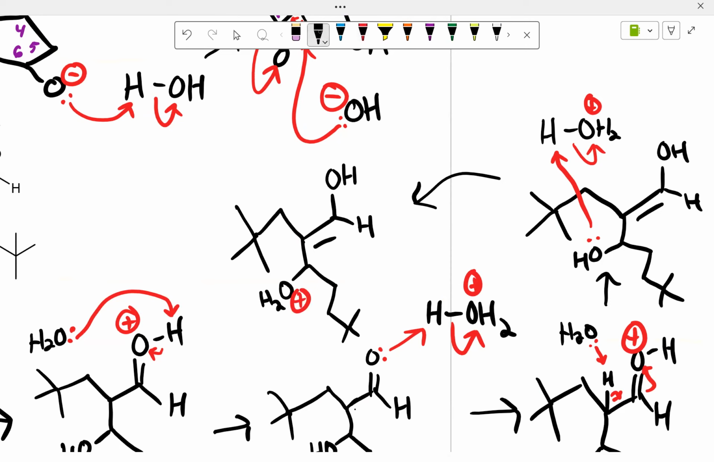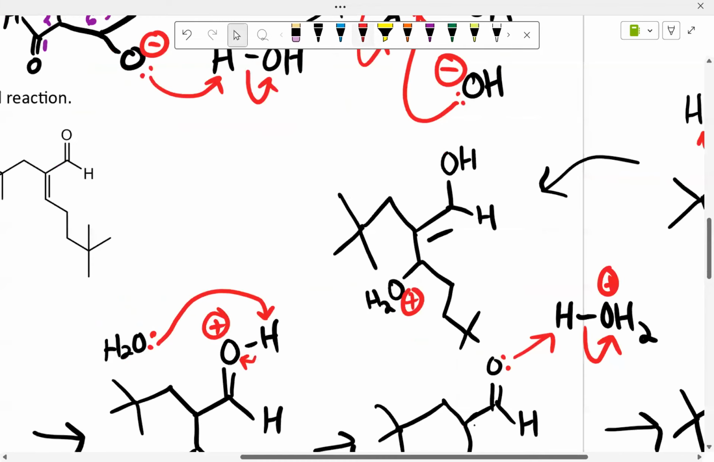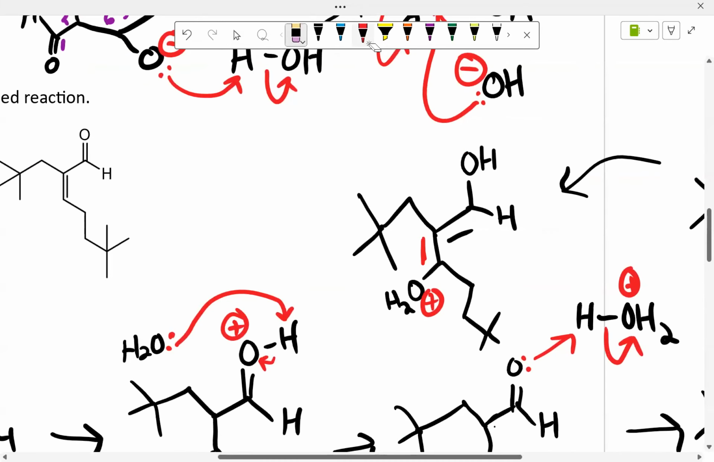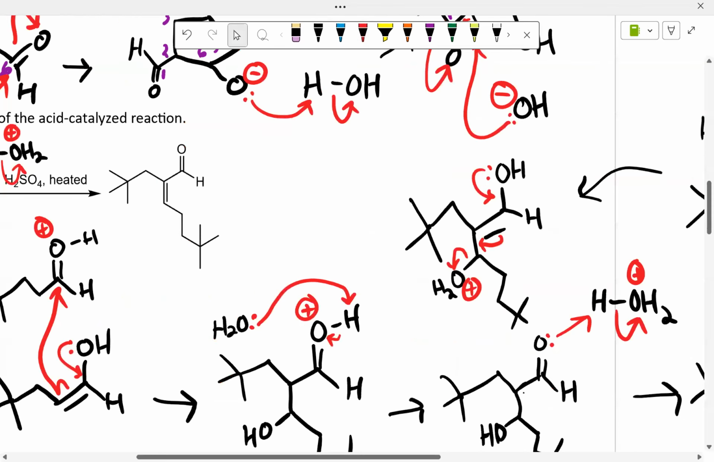And then to make it leave, we're going to form an alkene right here. Right now we have an alkene adjacent to where we want the alkene. So we can move that alkene to where we actually want it, and that's going to kick off the water. And at the same time, in our product, you'll see we want a carbonyl, so we can also form a carbonyl at the same time.